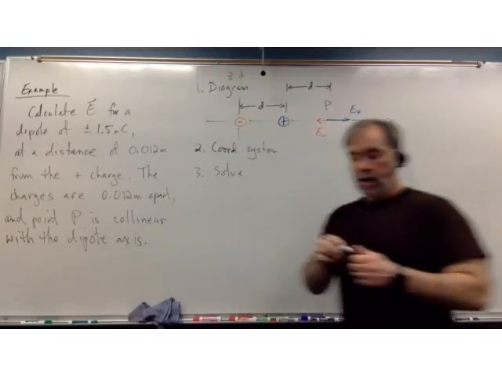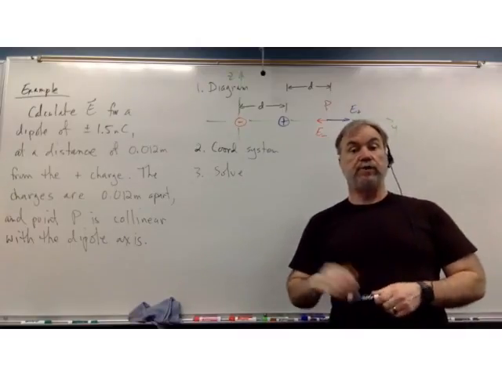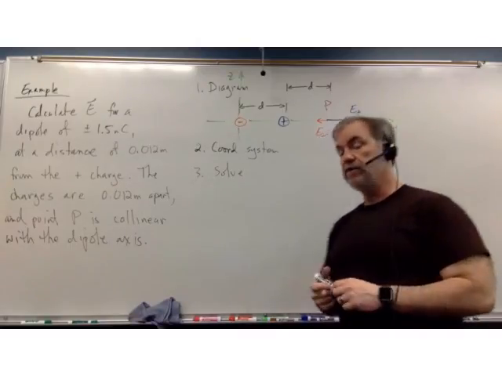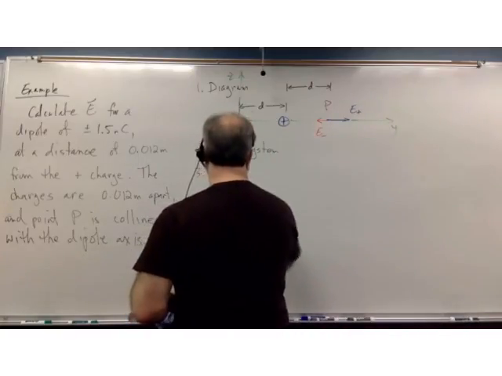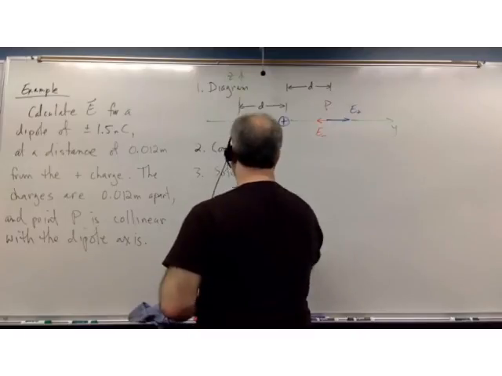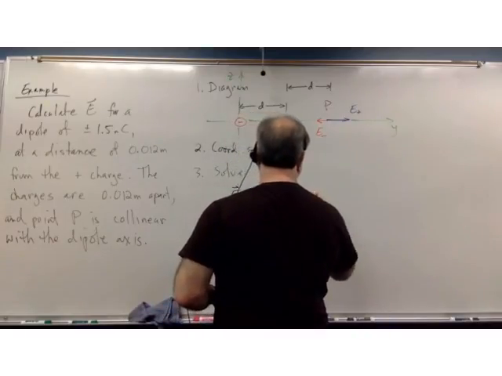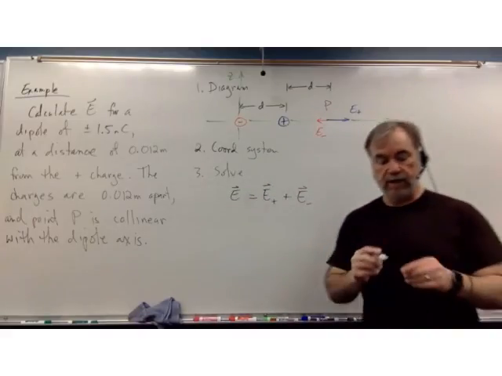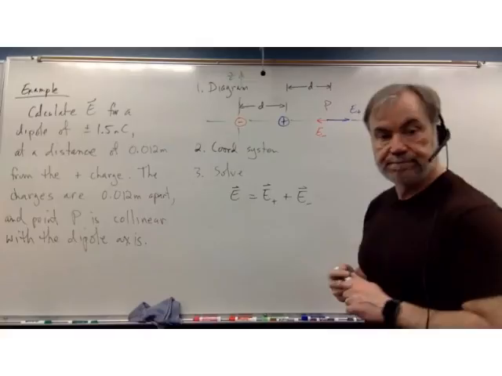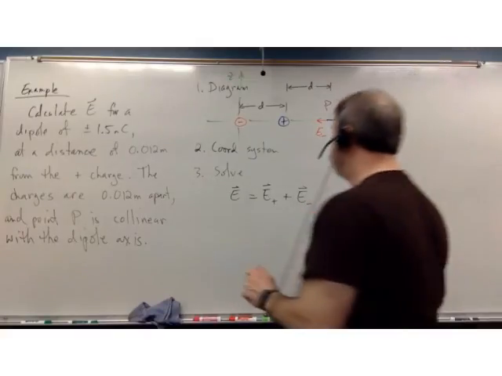Unlike the previous example, this one, we are definitely going to have 2 terms with 2 different distances in our calculation of the total electric field. That is to say, the total electric field is going to be E plus plus E minus, and we've got to be careful to take into account the correct directions.